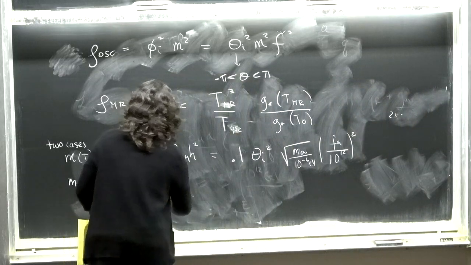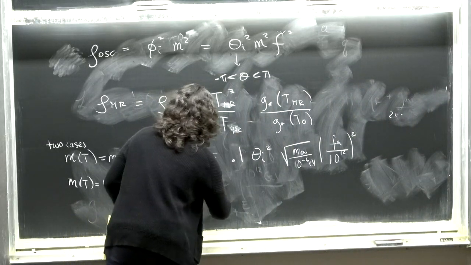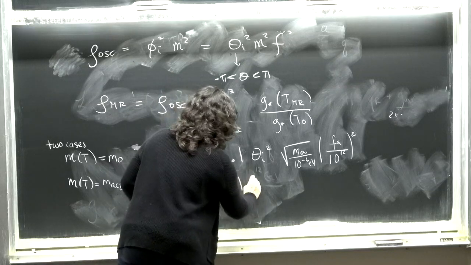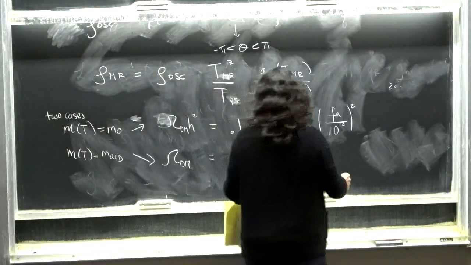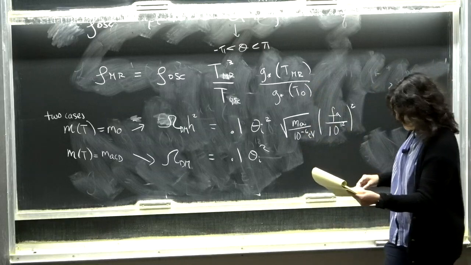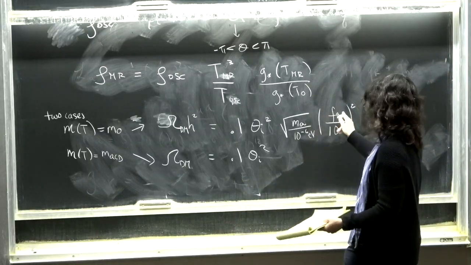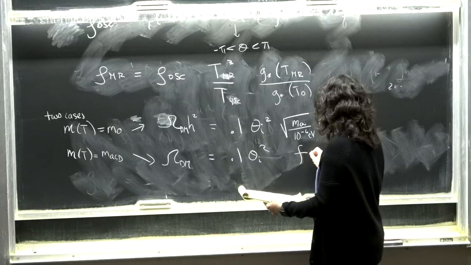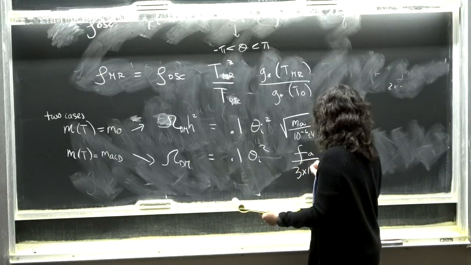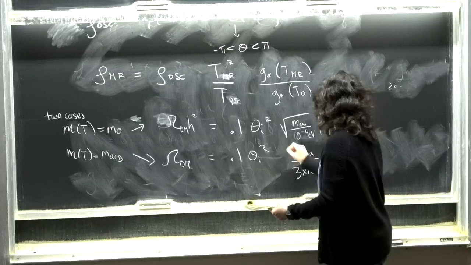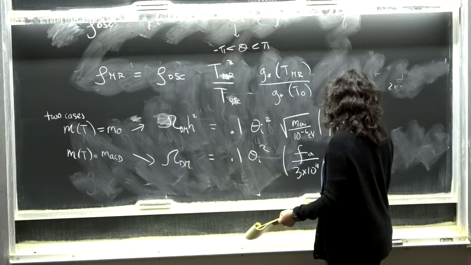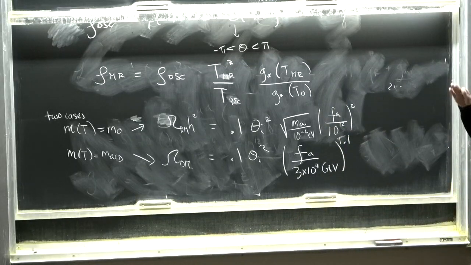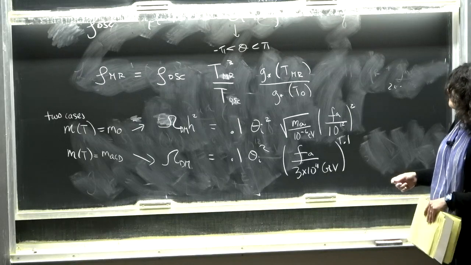Or in this case, the scaling is different. So it's still proportional to the initial energy density, but the redshifting is more complicated because of the time dependence of the mass. And also there's a relationship between the mass and FA. So this is FA over 3 times 10 to the 11 GeV to about the 1.1 power, where this comes from the way that a potential turns on during the QCD phase transition. Sorry, this was very fast.